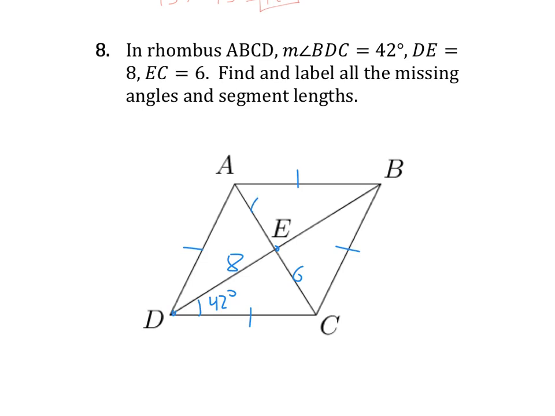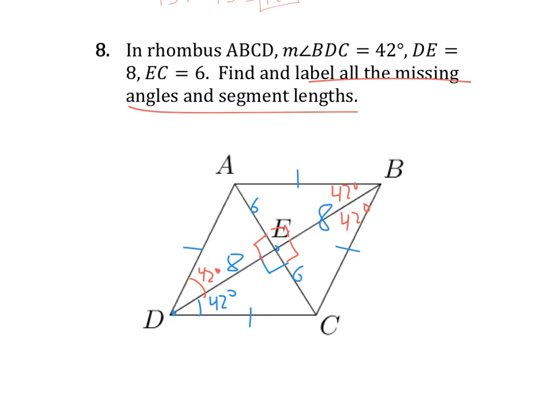Well, we know some things. We know the diagonals bisect each other, so those both have to be 6. That has to be 8. What else do we know about the diagonals? Well, we know that they're perpendicular in a rhombus. Okay? The diagonals are perpendicular. And then one more thing we found out is that the diagonals bisect the angles. So that has to be 42 degrees. And these two are going to be 42 degrees over here also. Now, what's the question? It says, find and label the missing angles and segment lengths, okay? So these are all 90, 90, 90, 90.